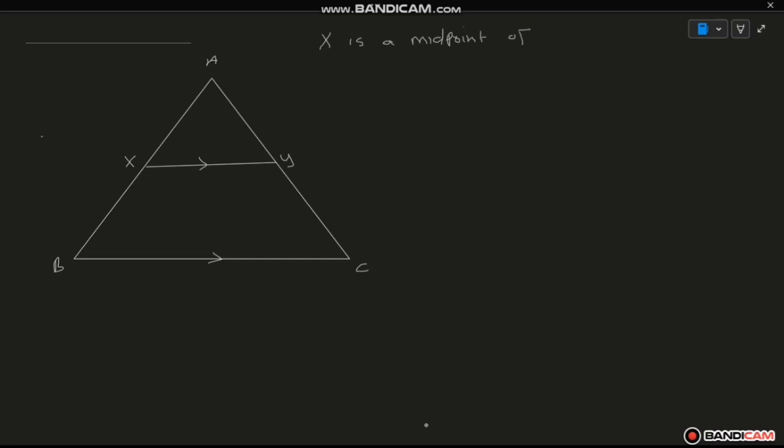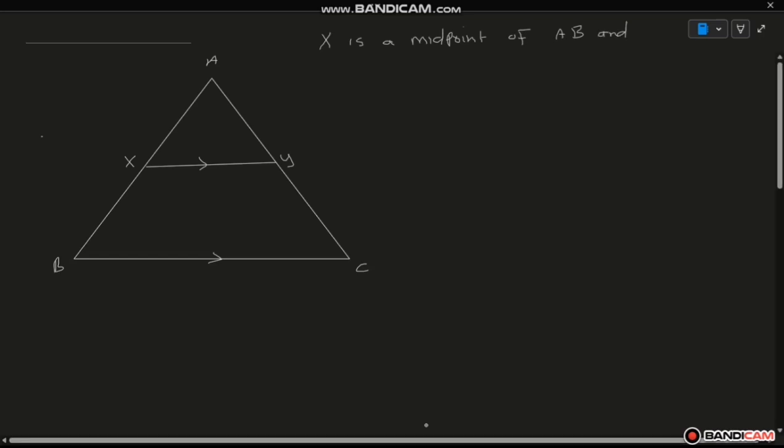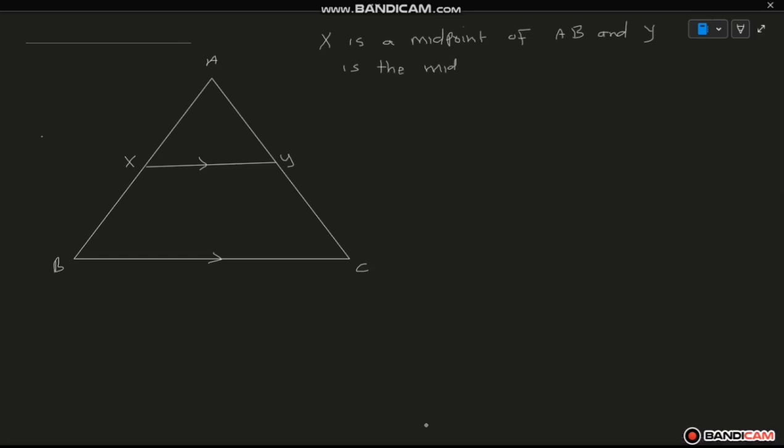Now let's say X is the midpoint of line segment AB, and Y is the midpoint of line AC. So what you must know here is that if X is the midpoint of AB, it means that AX will be equal to BX, and if Y is the midpoint of AC, AY will be equal to YC. Then that's the midpoint theorem.